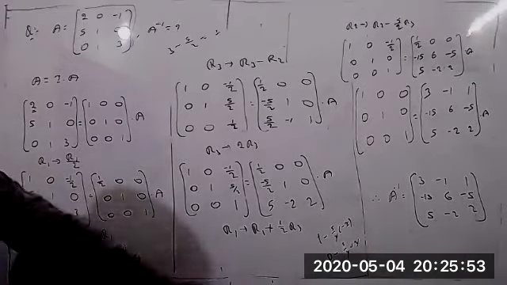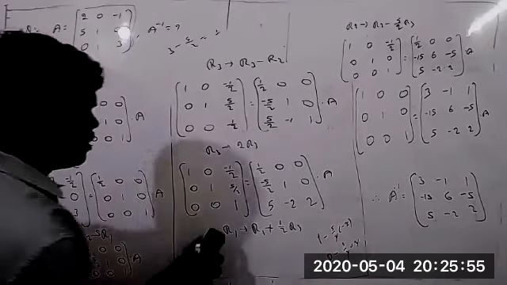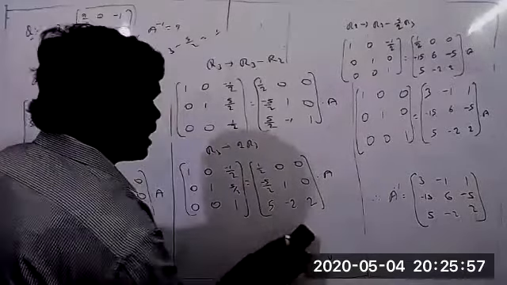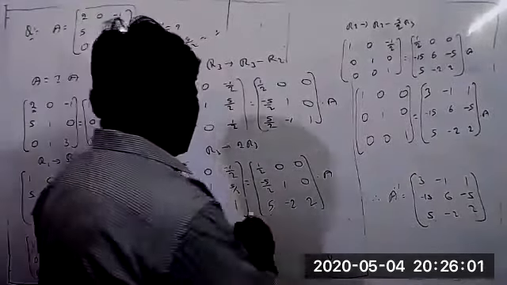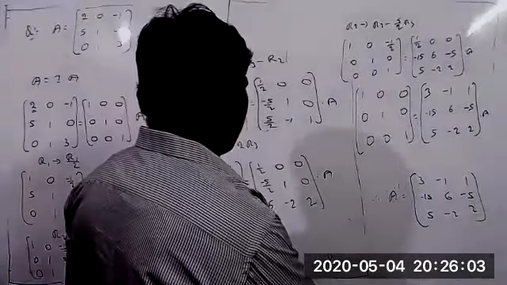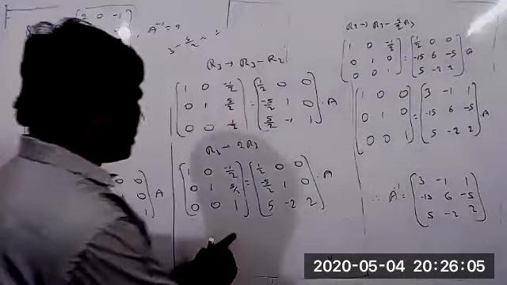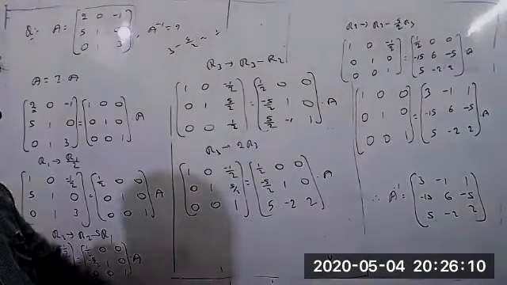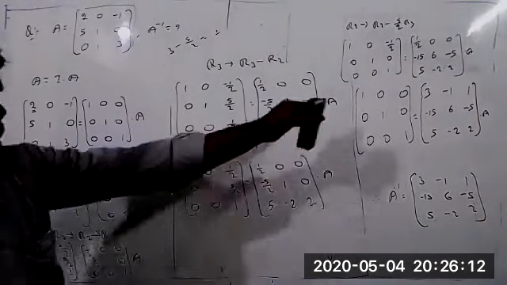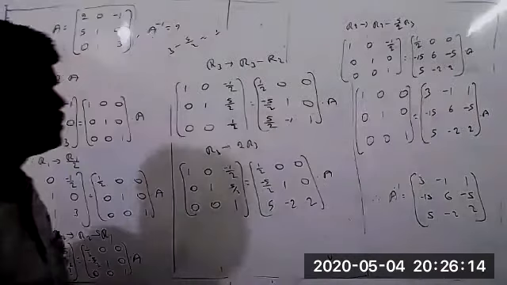If you want, you can write this operation here. Whatever operation you wrote here, this is the R3 such that, that one you can write there. The same operation you can write before this step.